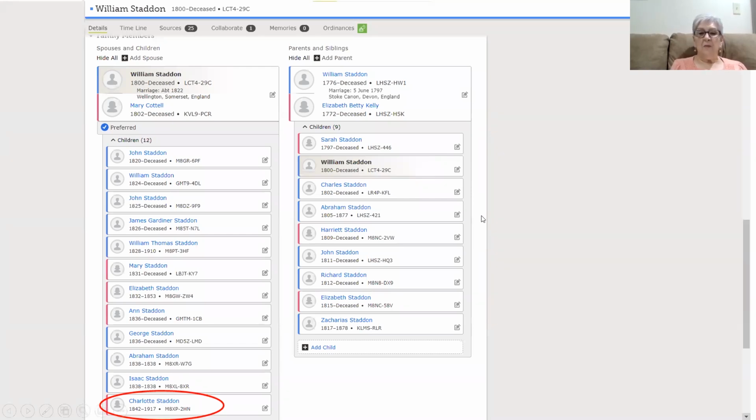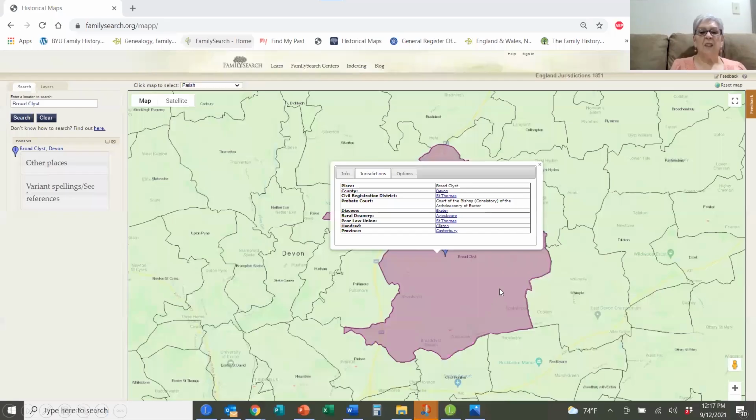However, I still was feeling uneasy about this a little bit, so I decided I would go and look up Charlotte on the GRO, being that she was born in 1842, and she should show up there. So I went to the GRO. Oh yeah, this is showing that George and Charlotte are both members of that family. We know for sure because of the census.